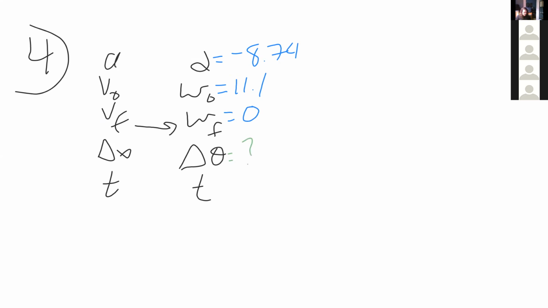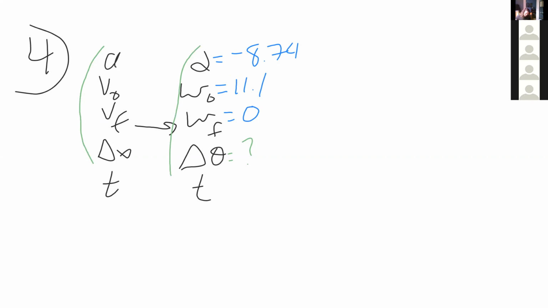All right, I need the equation that has alpha, omega initial, omega final, and delta theta. Maybe that doesn't immediately ring a bell, so you can go back to your linear equations and say, all right, I need the equation that has acceleration, initial and final velocity, and displacement.